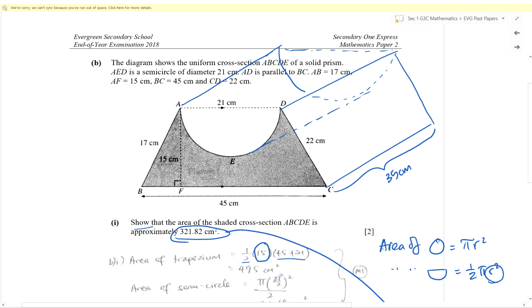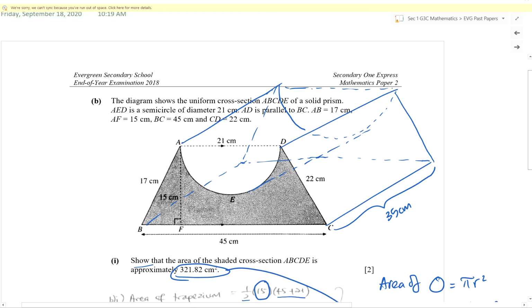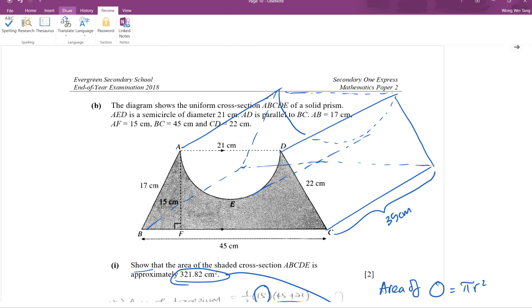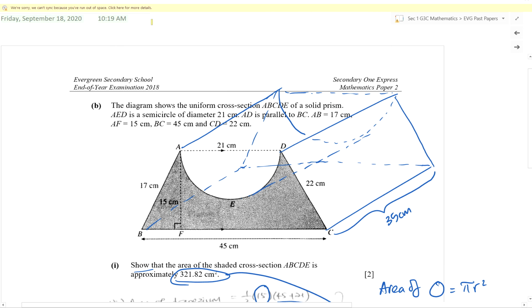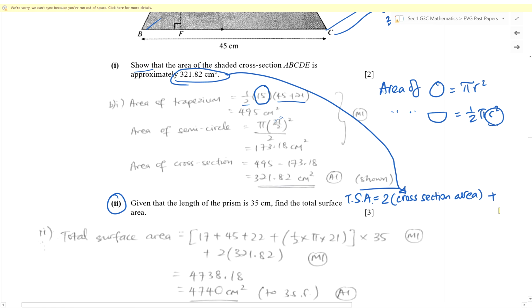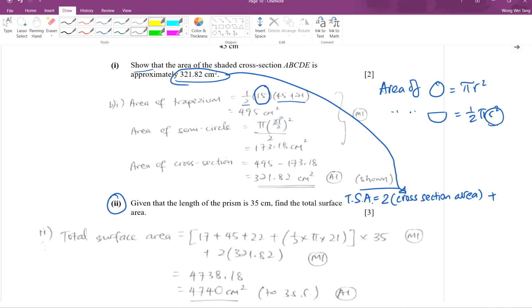Where are they? Well, the first one is this shaded figure, and the second cross-sectional area will be at the back. You see that it is the same shape, a trapezium, minus away the semicircle. So there are 2 of them. That's why we multiply by 2. Then we still need to add the lateral faces. Where are the lateral faces?